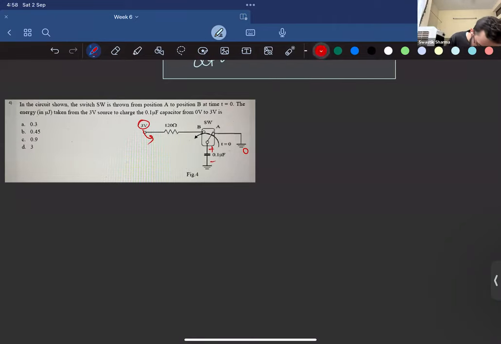So how can we solve this, Renessa? We need to find the energy that was taken from the 3 volt source to charge the 0.1 microfarad capacitor from 0 volt to 3 volt. So how can we solve this question? We'll first find the current that is flowing through that capacitor, right?